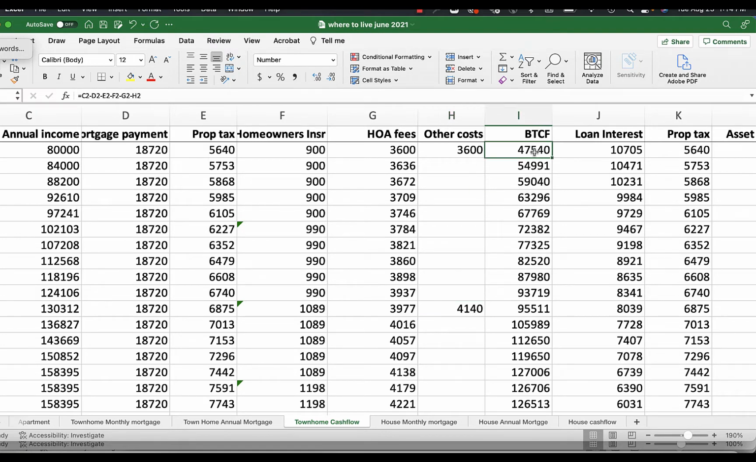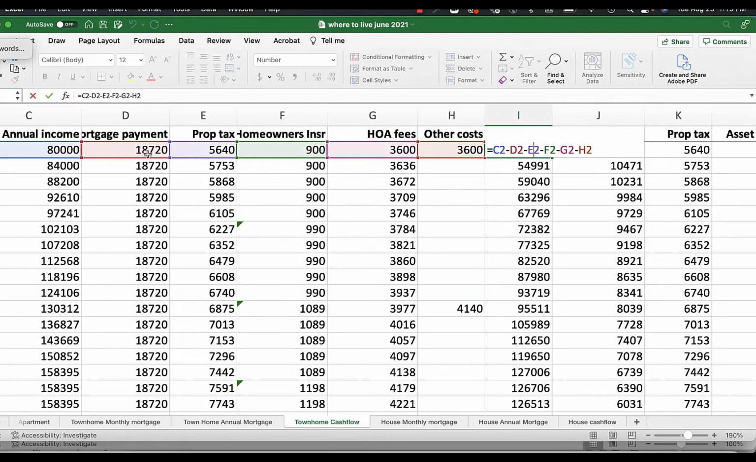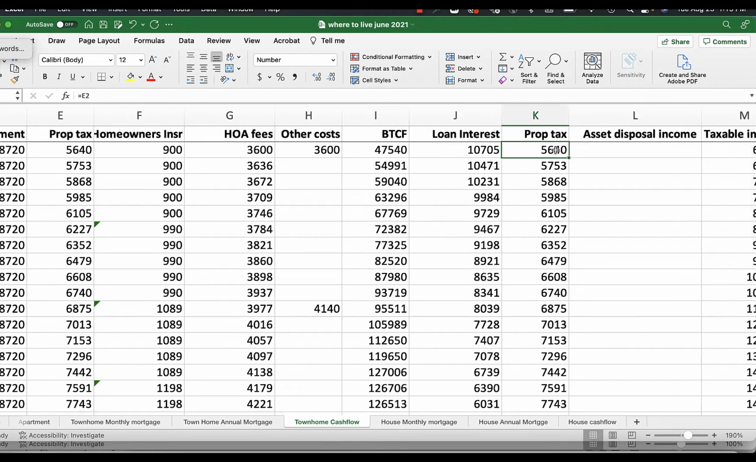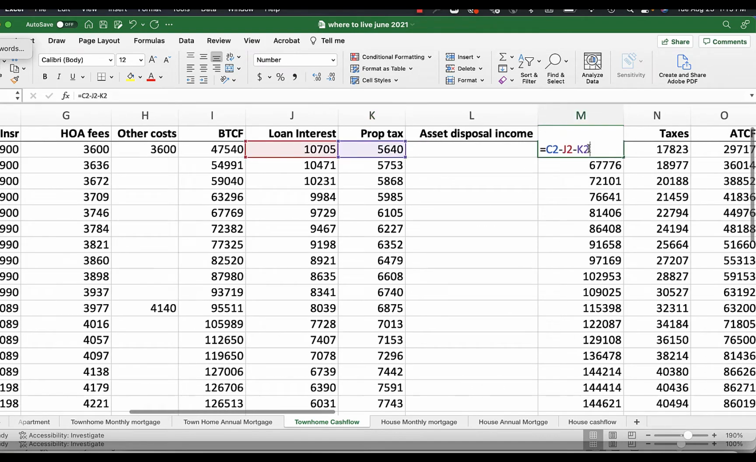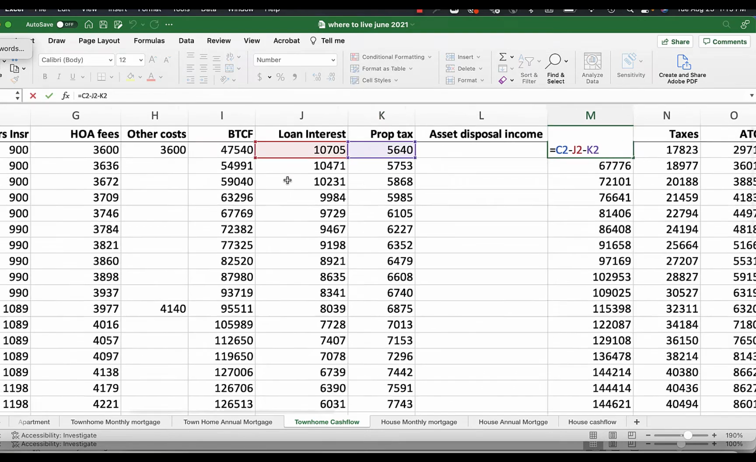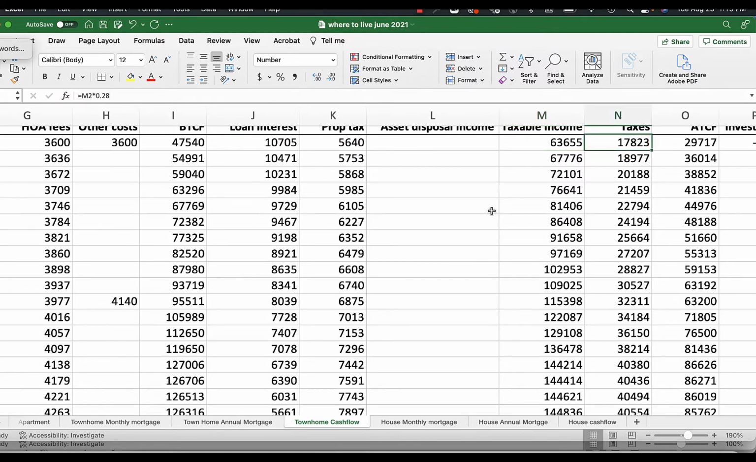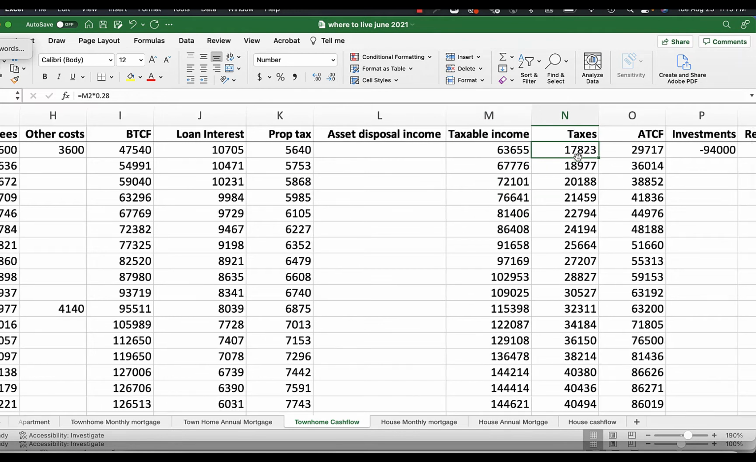So the before-tax cash flow is going to be the income minus the mortgage payment, minus the property tax, minus the insurance, minus HOA, minus other costs. So that's going to be your before-tax cash flow. Then we deduct from that the mortgage interest we pay, because that's what's deductible for tax purposes. We also want to deduct the property tax from that. So the taxable income is going to be the annual income minus these two values. That's how much we'll get taxed on. Then the taxes are 28%, so we're just going to do a straight 28% on those.